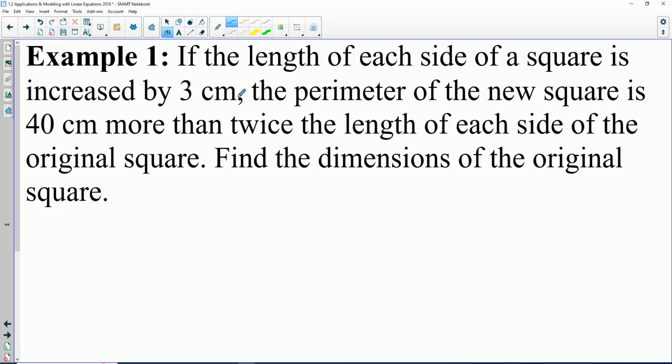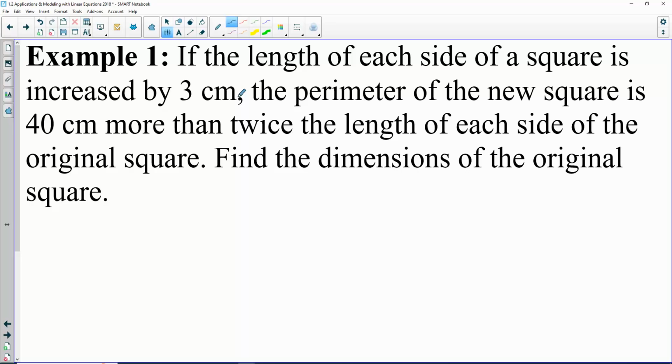So here's the first mistake I see. When I give people a word problem, they look at it and they go, okay, if the length of each side of a square is increased by 3 centimeters, the perimeter of the new square is 40 centimeters more than twice the length of each side of the original. I don't understand. And do you guys have any clue what I just said? No. You cannot just read the entire word problem and magically know where to begin. Let's back up and take a little at a time.